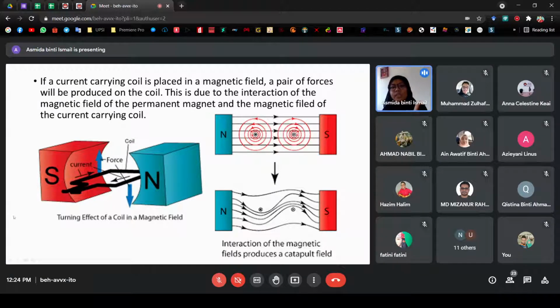So you know that this is the current. Current in. Look at the hand on this side. This is current in. So the current is in, this is north and this is south, this is the force. So the force is upward.